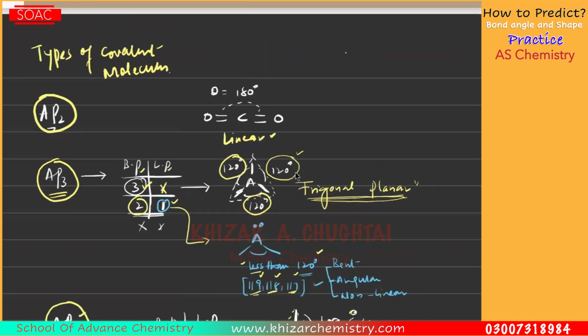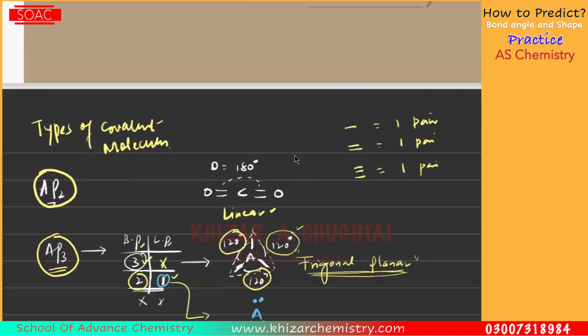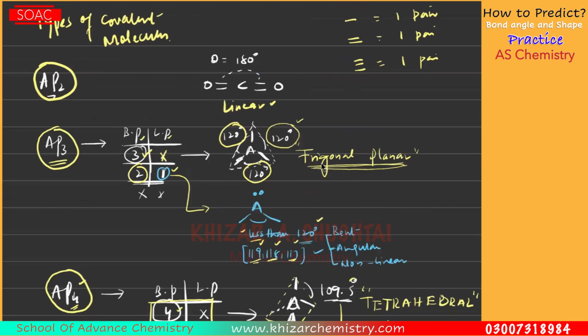So whenever you are left with just 2 bond pairs, I mean, according to the rule, you will take 1 bond pair as 1 pair, a double bond is also 1 pair, and a triple bond is also equal to 1 pair. So if you are left with 2 bond pairs only, then there are 2 basic chances. Either its bond angle will be 180 degree bond to bond angle, and its shape will be linear.